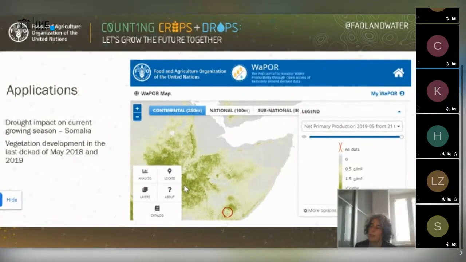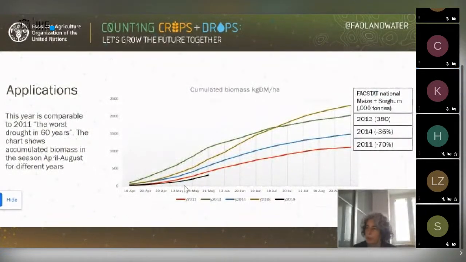And one year later, in 2019, it was much drier. So we just took from that circle, we just plotted the biomass development for different years and compared them over a chart. And in May 2019, we could already see that the season was really performing worse than other seasons in the same time period, and particularly even lower than 2011. Sorry, it was a very bad drought year.